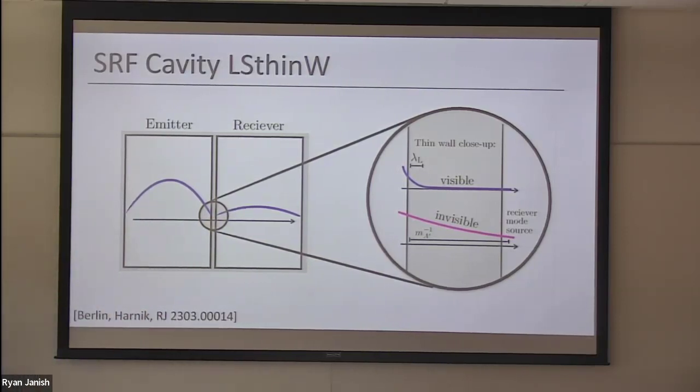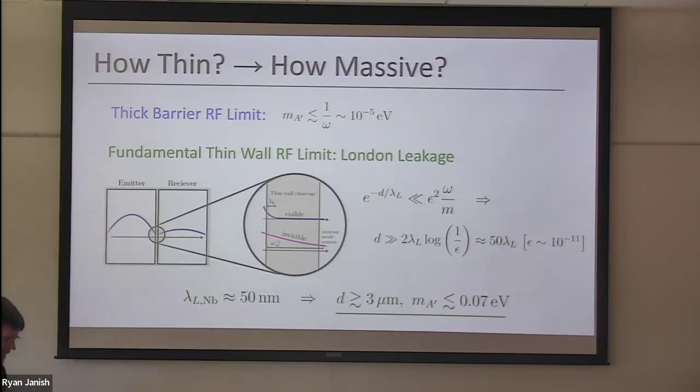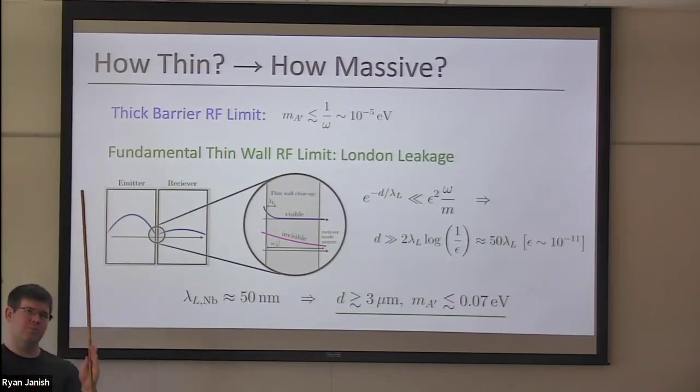So there's a couple practical concerns we should address. The first is, how high of masses can we reach with this technique? That's equivalent to saying, how thin of a barrier can we tolerate? There are challenges with a thin barrier. There's a fundamental issue, which is that the visible field is not shut off instantaneously on the surface. There is some penetration depth. And so what we want is that the barrier is thick enough to shield out all of the visible components, or at least much more of it than our signal.